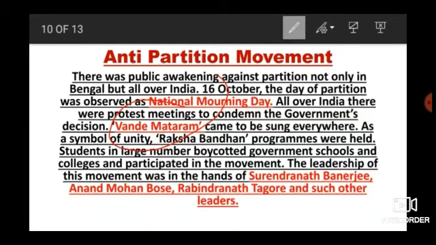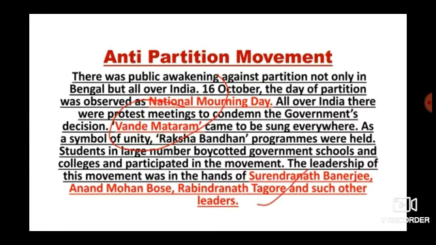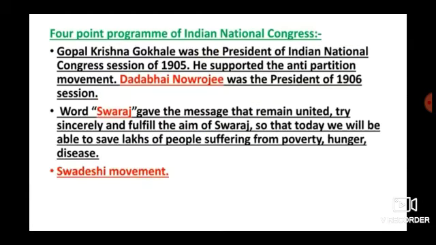The leadership of this movement was in the hands of Surendranath Banerjee, Anand Mohan Bose, Rabindranath Tagore and other leaders. And for that, they arranged the 4-point program of the Indian National Congress. Gopal Krishna Gokhale was the president of the Indian National Congress session of 1905. He supported the anti-partition movement.